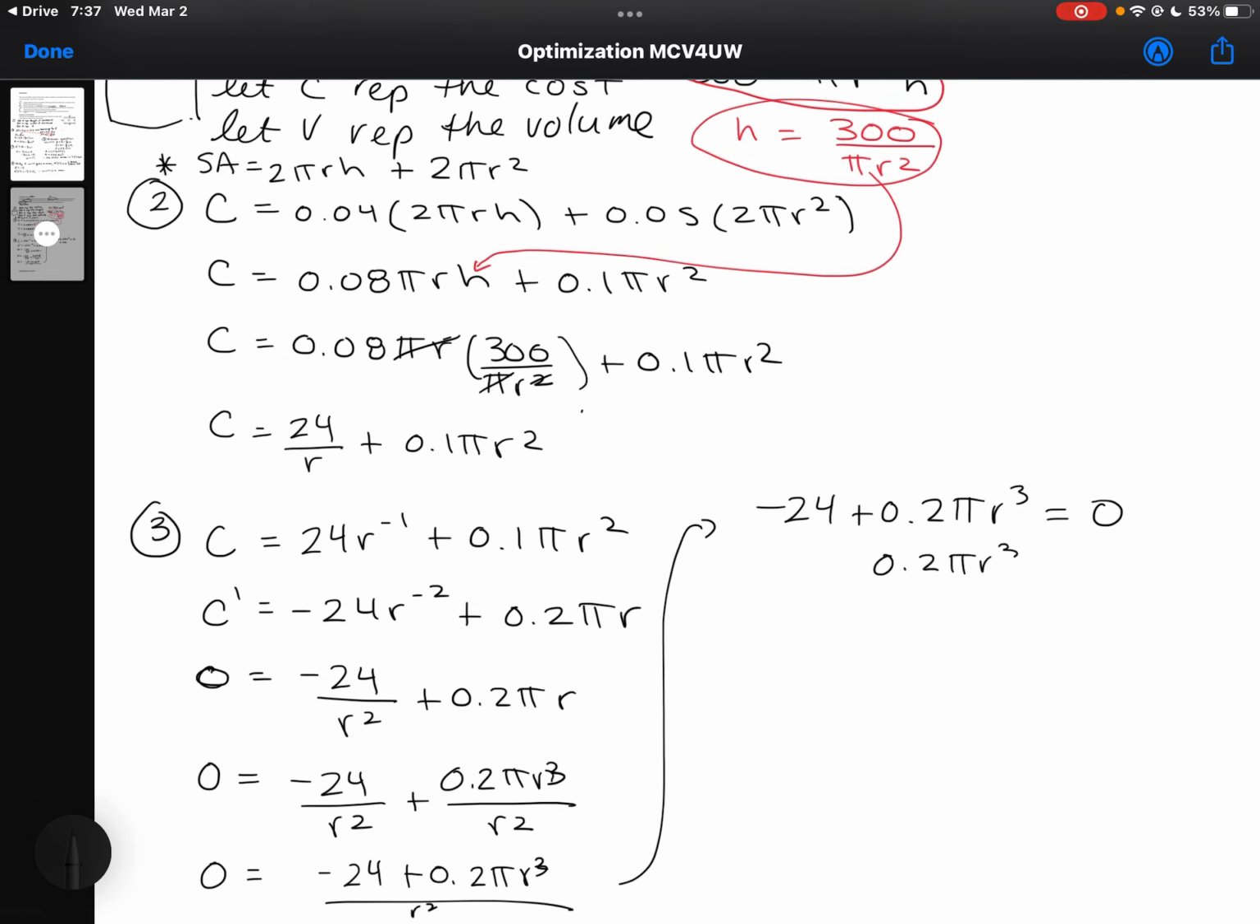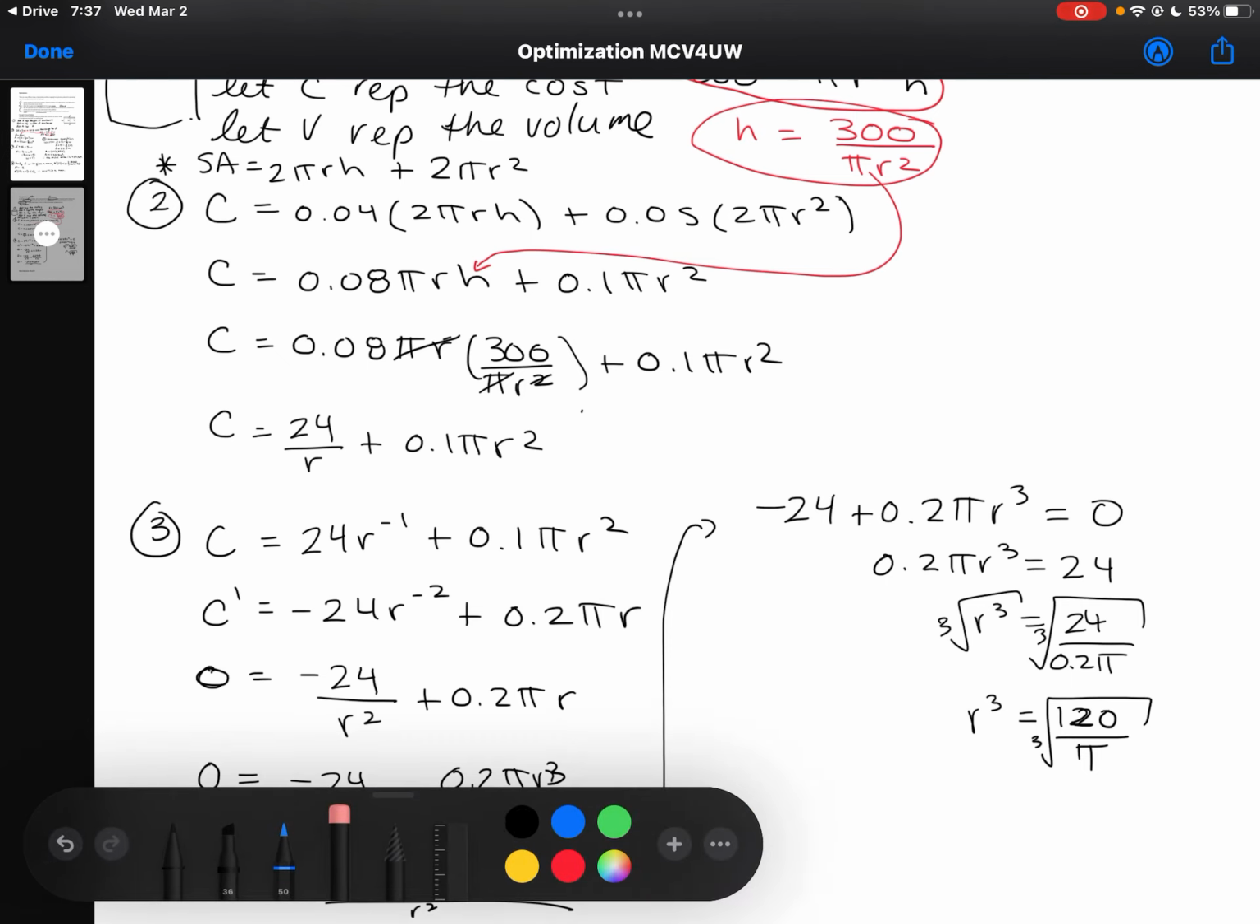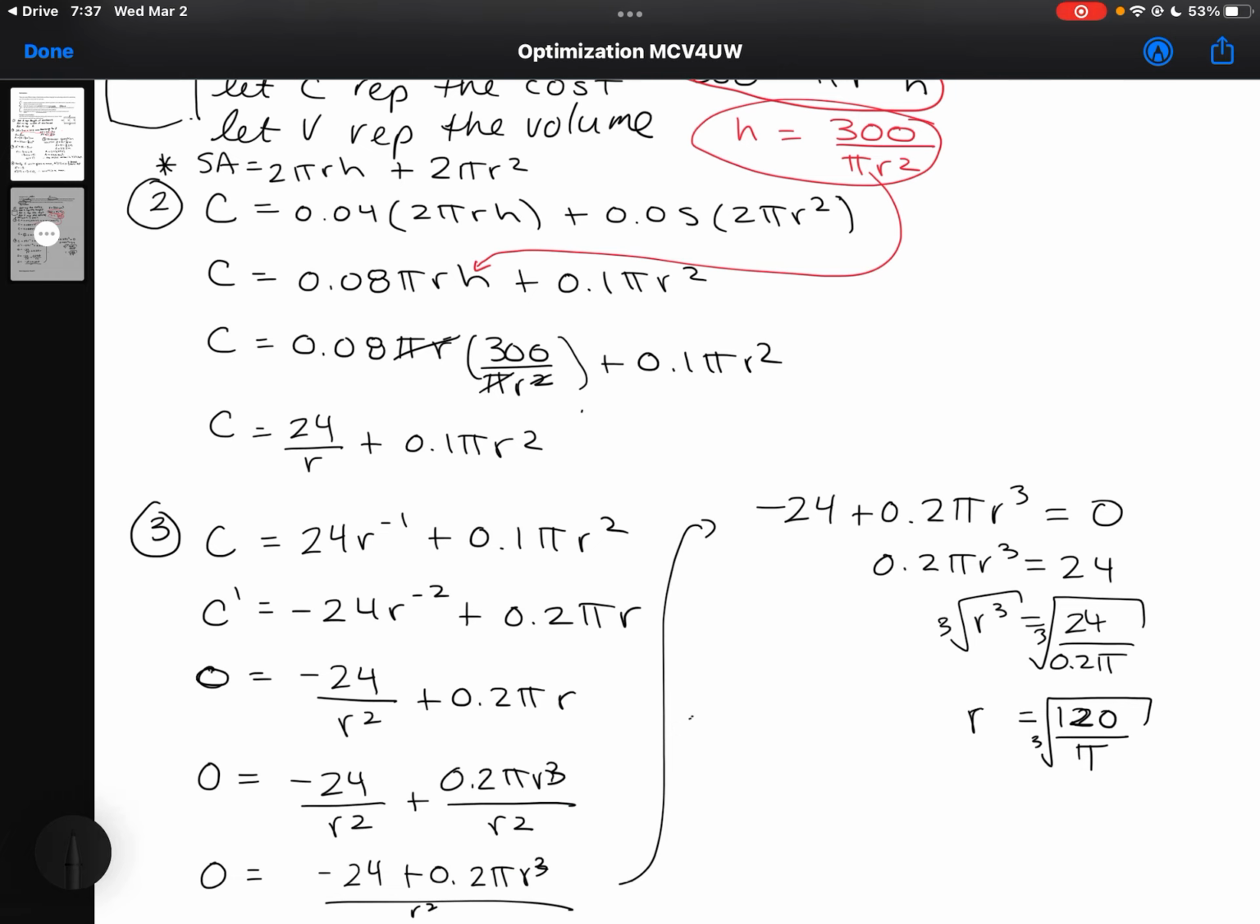So this is something that I can solve by isolating r. I'm going to divide both sides by 0.2 times pi. And then I'm going to take the cube root. I can simplify a little bit. 24 divided by 0.2 is 120. Oops, no decimal. Over pi. And then I'm going to take the cube root of that answer. That is going to give me my potential minimum value for r.